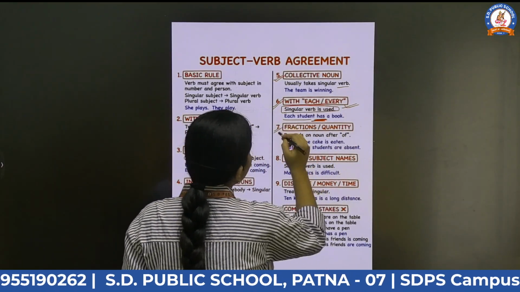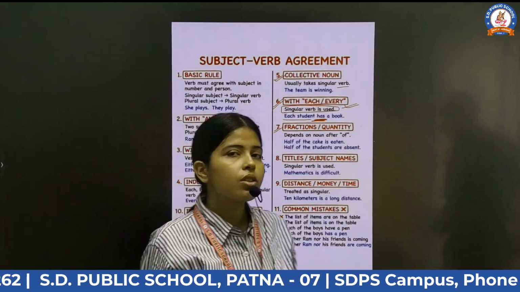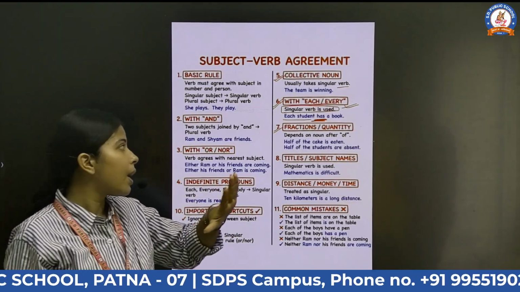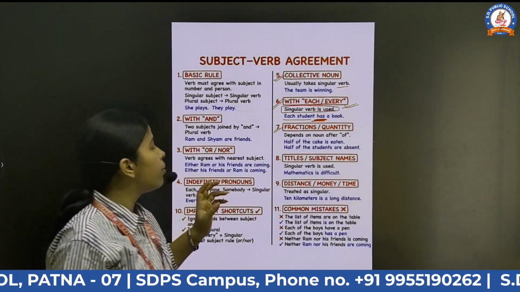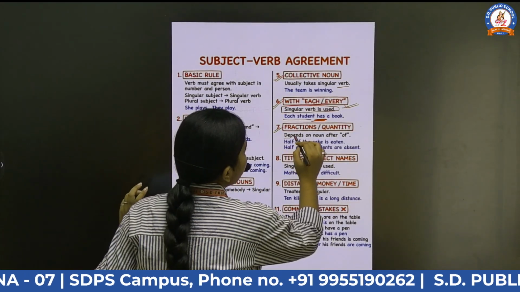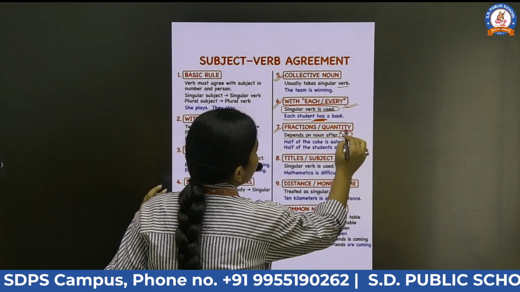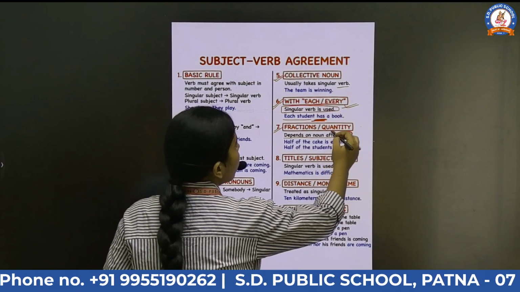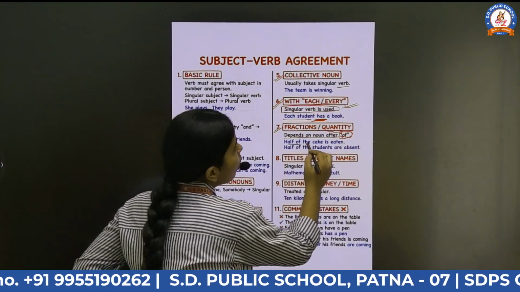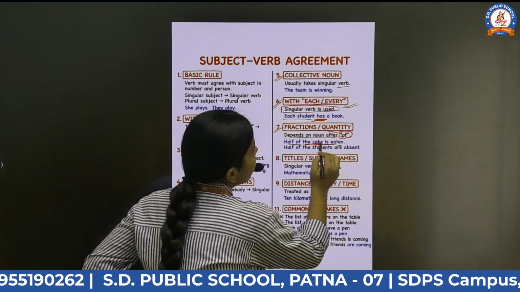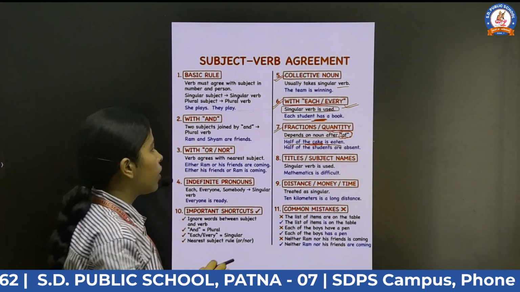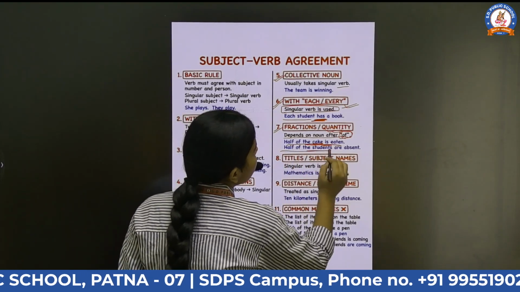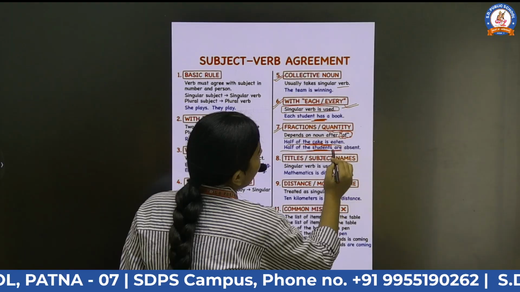And the next one is fraction or quantity, which means what? If we are writing something in fraction or the quantities have been mentioned, then the verb will depend on the noun after of. जो वर्ड ऑफ है उसके बाद जो नाउन रहेगी उसके ऊपर हमारा verb डिपेंड करेगा. For example, half of the cake is eaten. Here the cake is what? It is singular, therefore is has been mentioned here. And half of the students are what? Plural, therefore are is used.